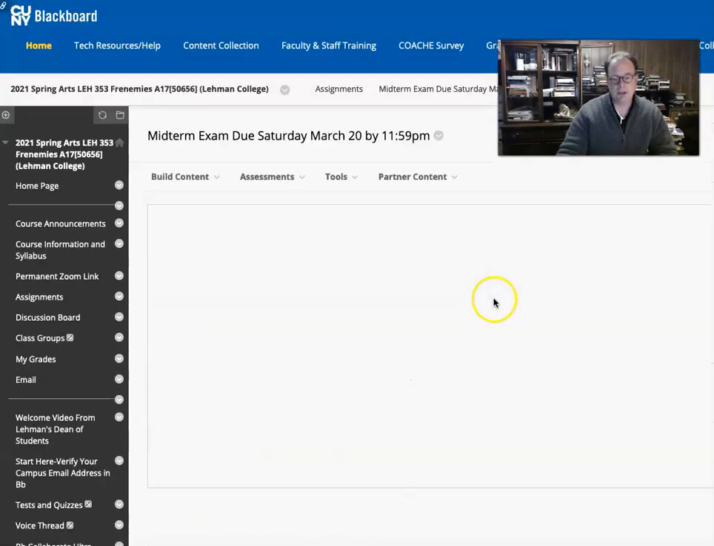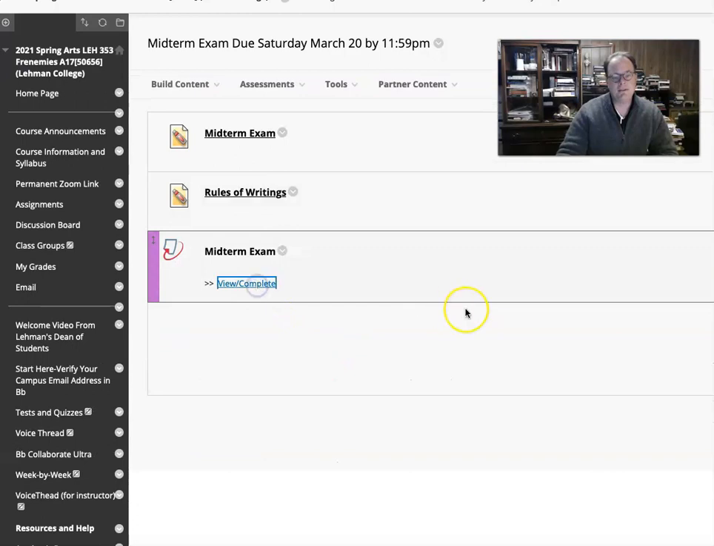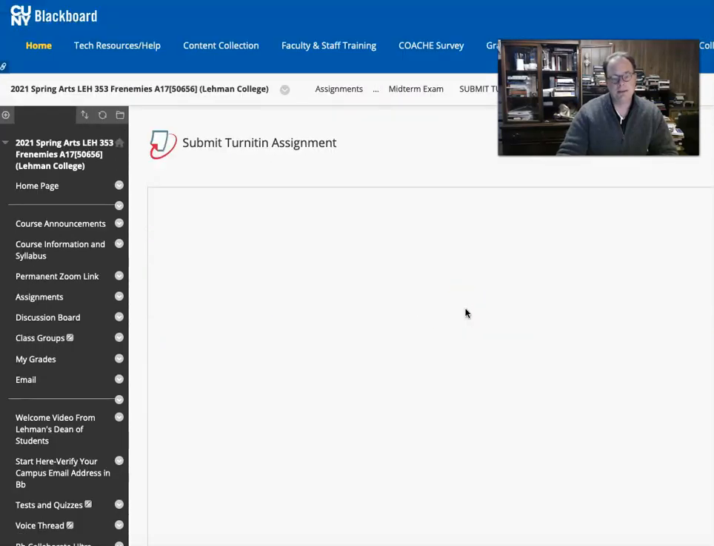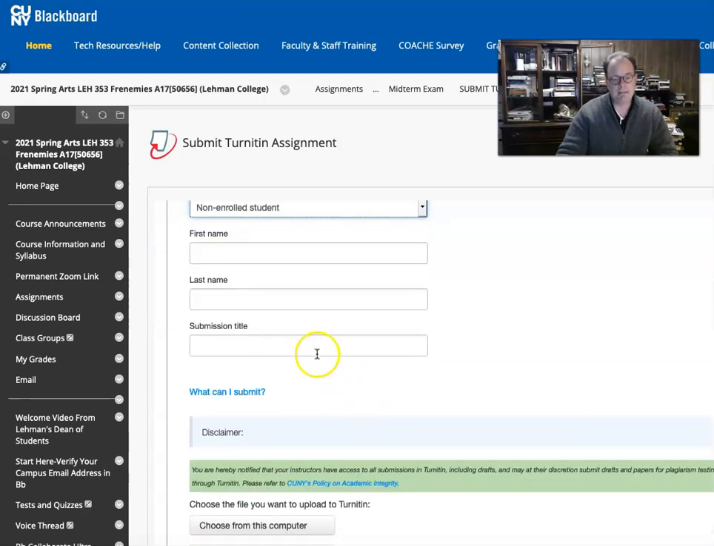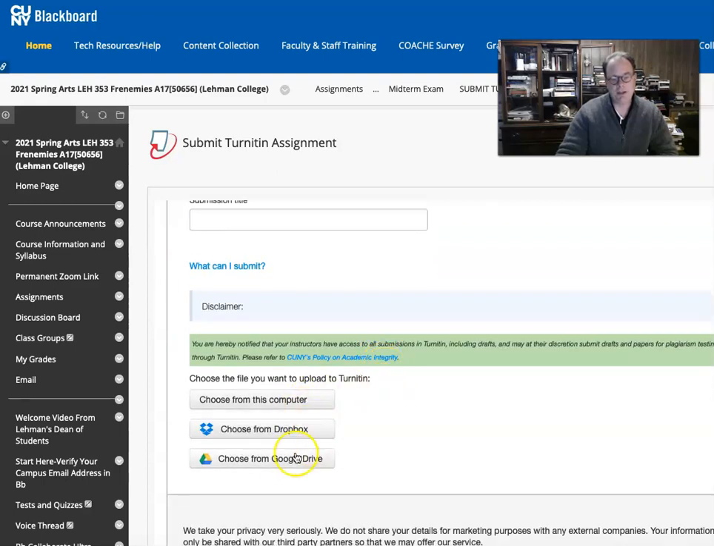Actually, it will look much like you click View and Complete. I don't know exactly what you see on your end, but for me, I can upload things by scrolling down the student list and uploading the exam. You put your name, you put your midterm exam, and then you just go here and choose whether it's from your computer, Dropbox, or Google Drive, your exam, right?